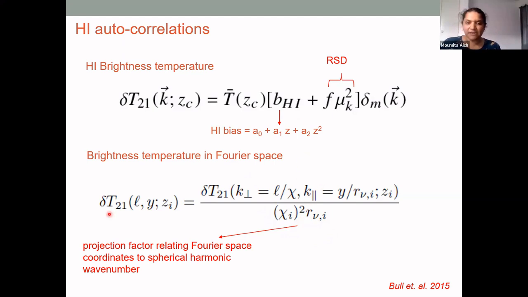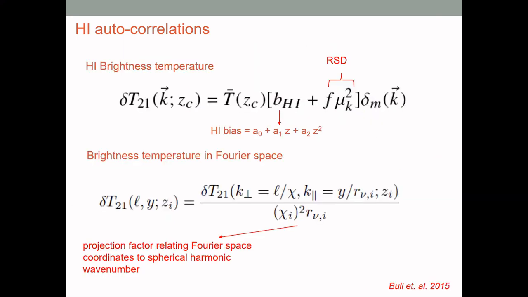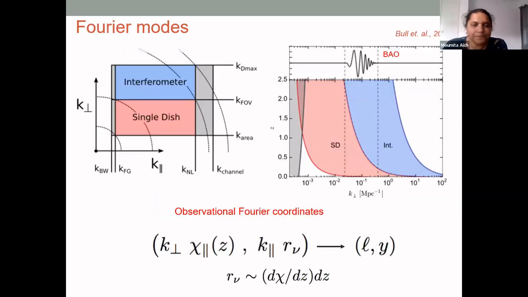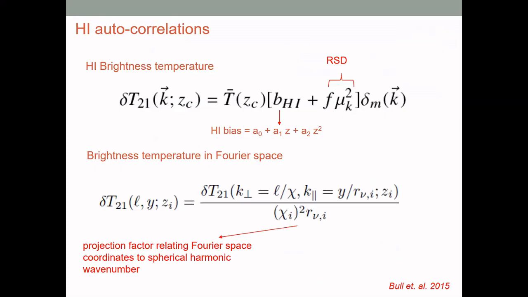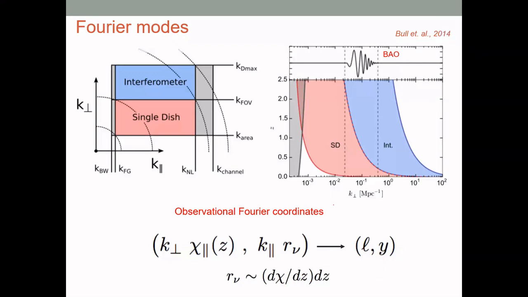Okay, let's see. I wonder what's the meaning on this slide. The one with the equation. So here your k parallel equals y divided by r_nu. And what's the meaning of y? So y is basically taking you to the Fourier coordinates. It is the one-dimensional Fourier component, dimensionless. Okay, that's fine.